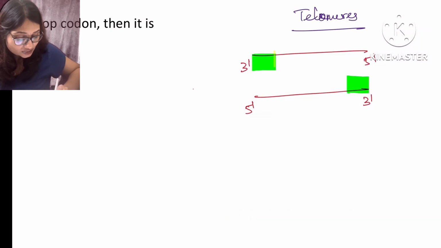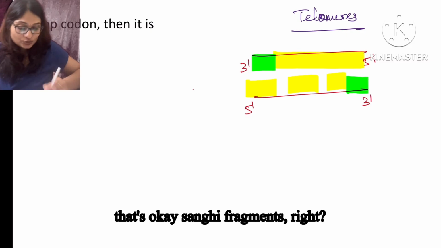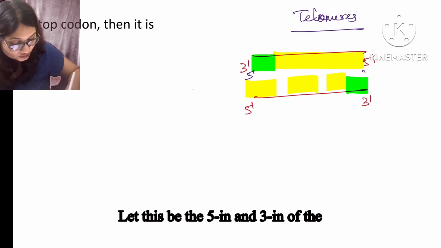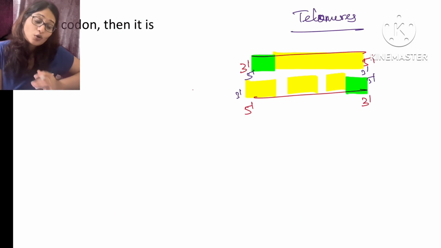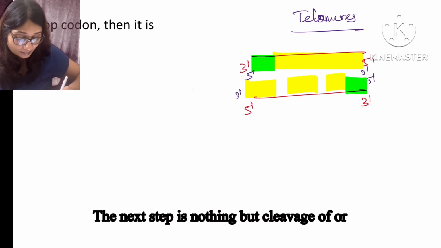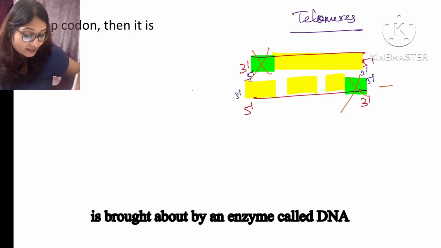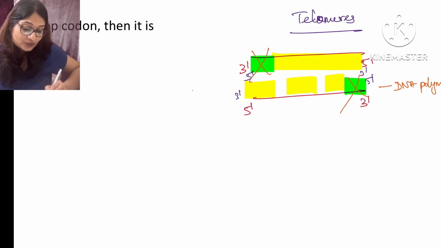The synthesis of the leading strand is something like this, and the lagging strand is synthesized as fragments, as Okazaki fragments, right? So let this be the 5' and 3' of the daughter strand, and let this be the 3' and 5' of the daughter strand. What will be the next step? The next step is the removal of these RNA primers, and this removal is brought about by an enzyme called DNA polymerase 1.